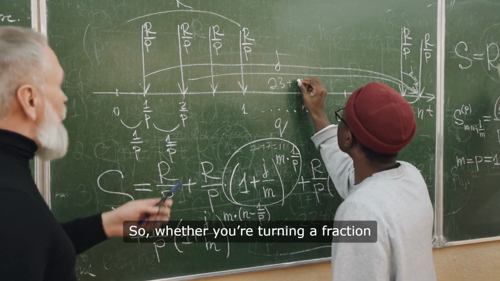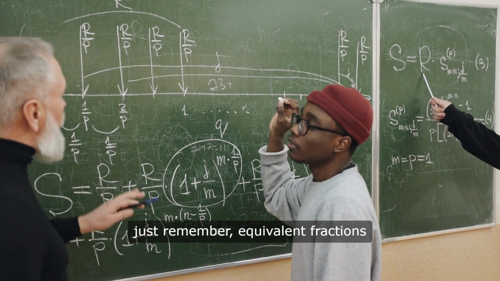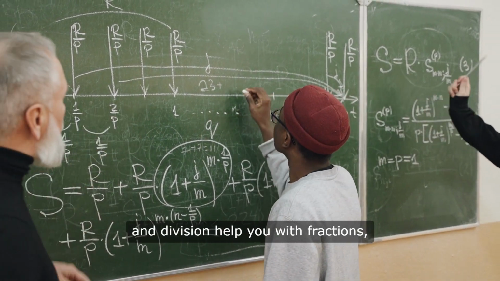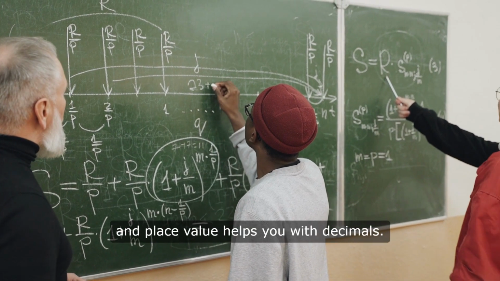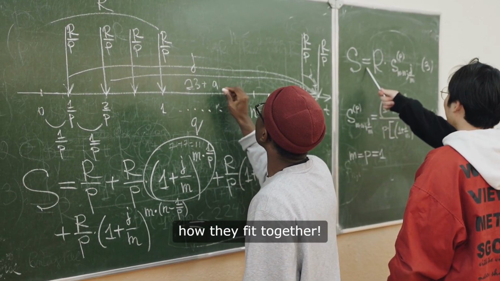So, whether you're turning a fraction into a decimal or a decimal into a fraction, just remember, equivalent fractions and division help you with fractions, and place value helps you with decimals. It's all about understanding how they fit together.